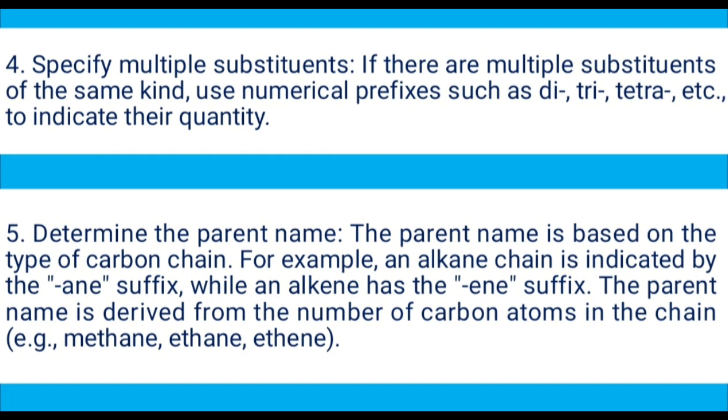After that, you have to determine the parent name. The parent name is based on the type of carbon chain. For example, it can be alkane, alkene, etc. So the parent name is derived from the number of carbon atoms in the chain.